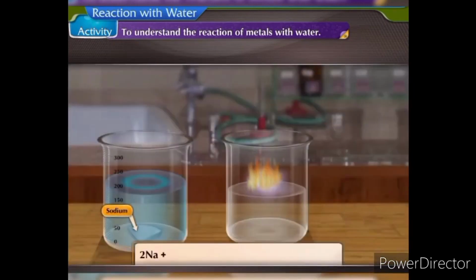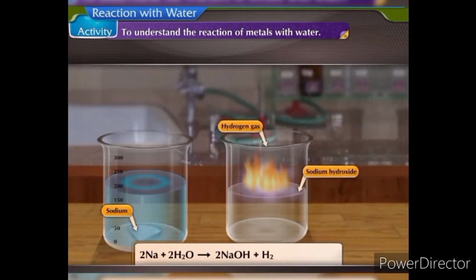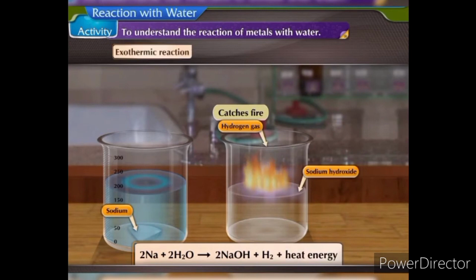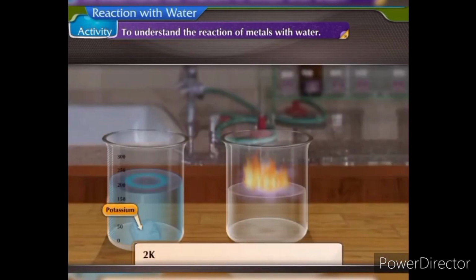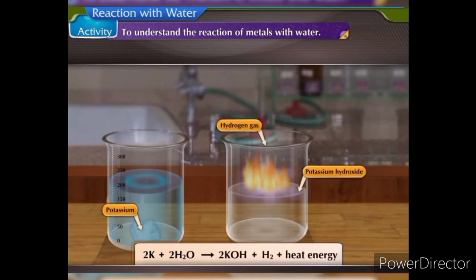Sodium metal reacts vigorously with water, producing sodium hydroxide and hydrogen gas. The hydrogen gas evolved catches fire. A lot of heat is produced, hence it is an exothermic reaction. Another metal which can produce a similar reaction is potassium. Potassium reacts vigorously with water, producing potassium hydroxide and hydrogen gas.